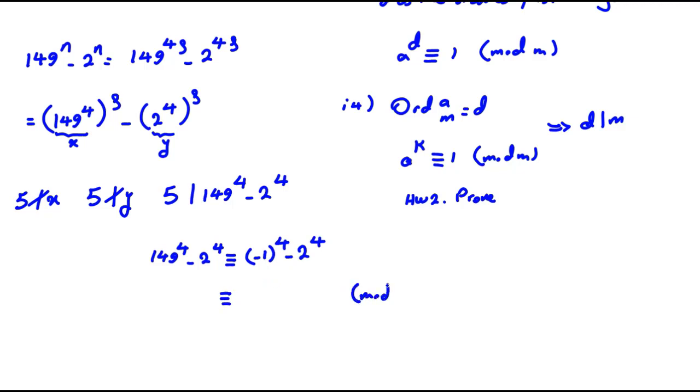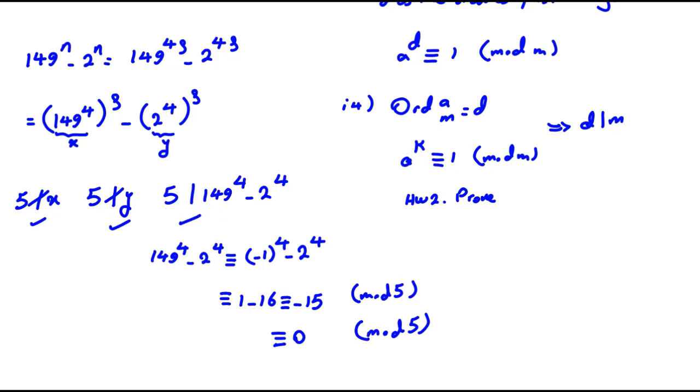Mod 5. Because 149 is negative 1. So negative 1 to the 4 is 1, minus 2 to the 4 is 16. So it will be negative 15, which is 0. Okay? So it will be 0 mod 5. So this condition is okay, this condition is okay, this condition is okay.